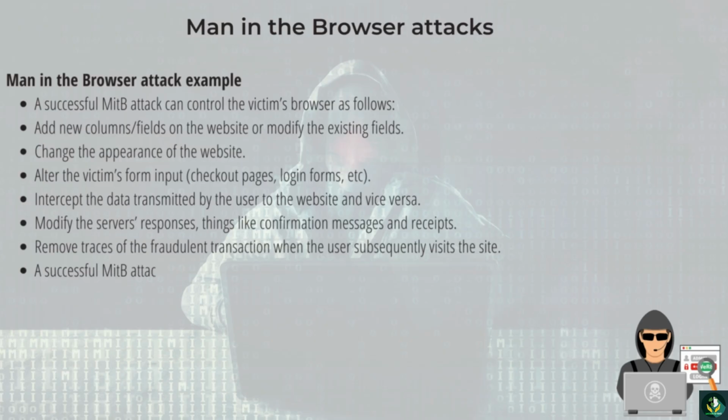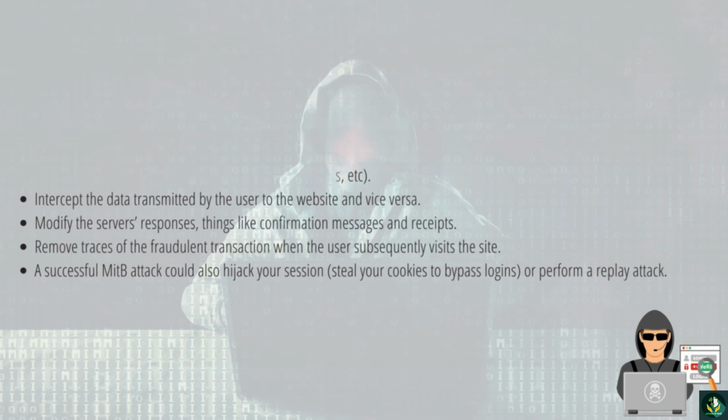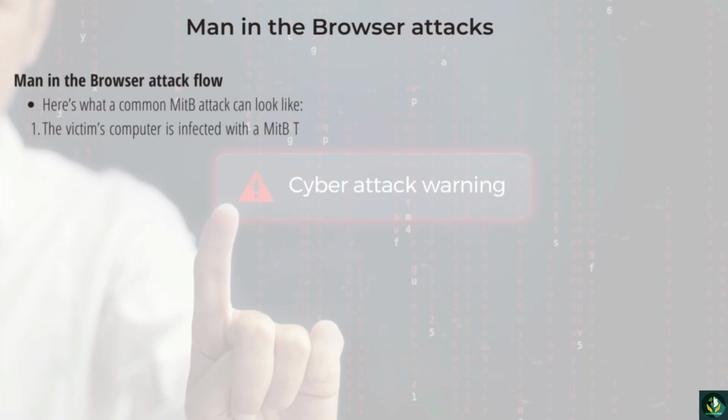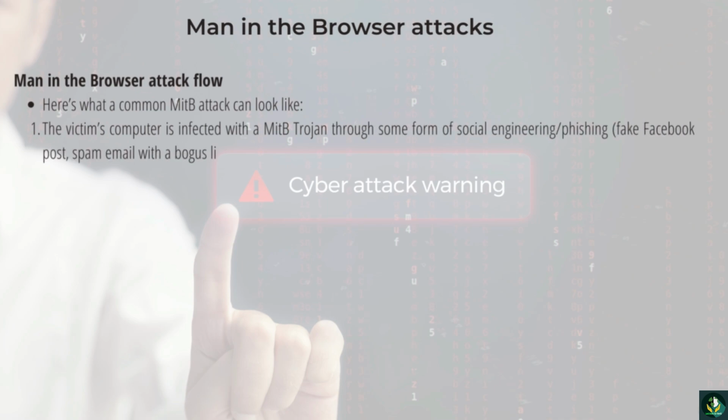A successful MITB attack could also hijack your session, steal your cookies to bypass logins, or perform a replay attack. Man-in-the-browser attack flow. Here's what a common MITB attack can look like. 1. The victim's computer is infected with a MITB Trojan through some form of social engineering or phishing, a fake Facebook post, spam email with a bogus link or attachment, etc.